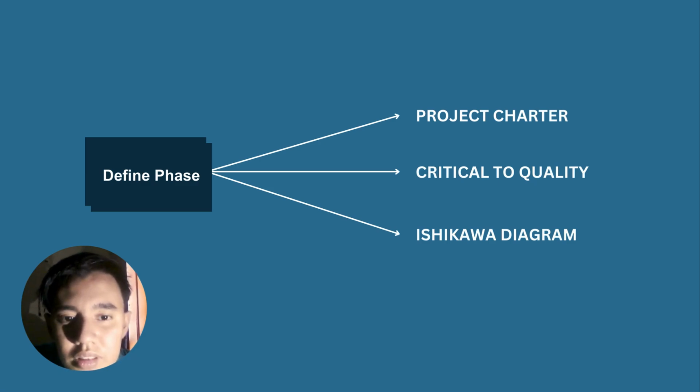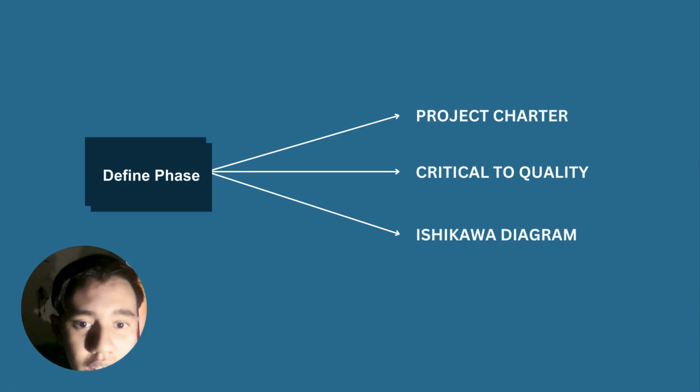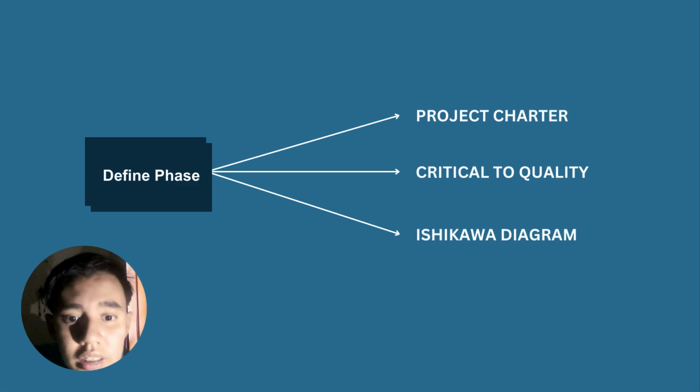I want to talk about my define phase. Okay, for the first step, I do the project charter. Then the critical to quality. And lastly, I do the Ishikawa diagram.